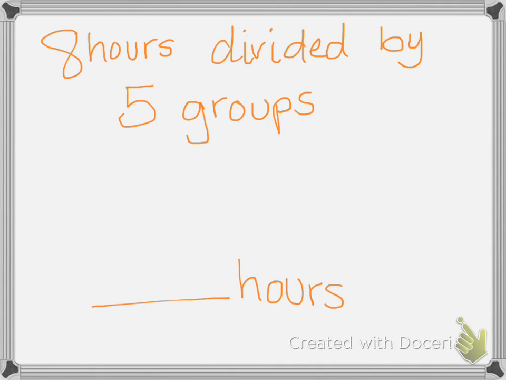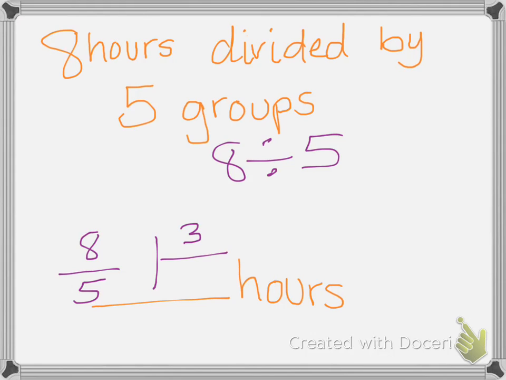Number 6 says the swimming pool is open 8 hours a day. The pool manager must divide the time equally into 5 groups: camp, swim team, swim lessons, family swim, and open swim. How much should she allow for each group? So I have 8 divided by 5 groups, which equals 8/5, or 5 goes into 8 one time with 3 left over. So either one, 8/5 or 1 3/5 is fine.